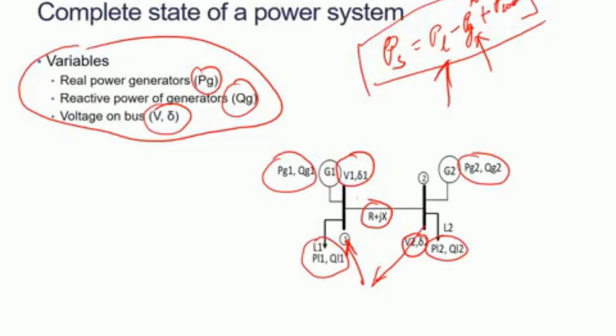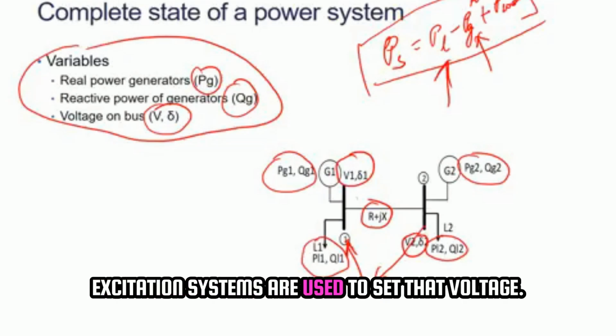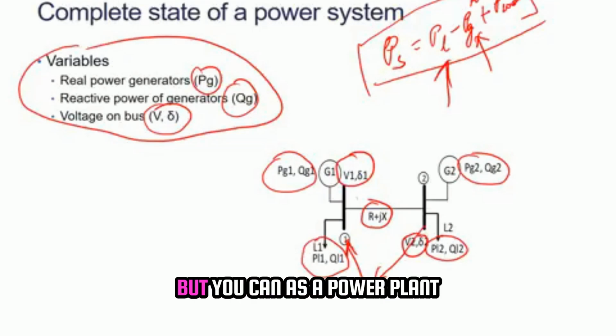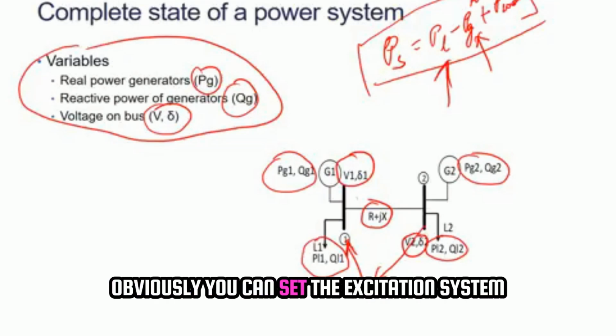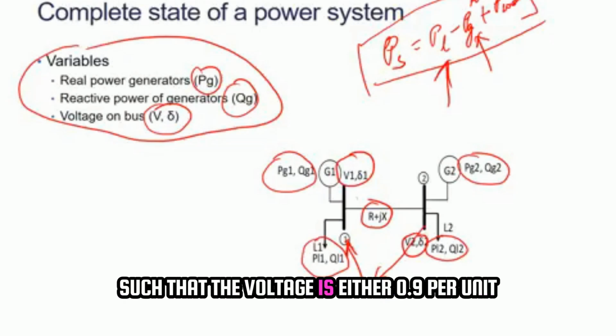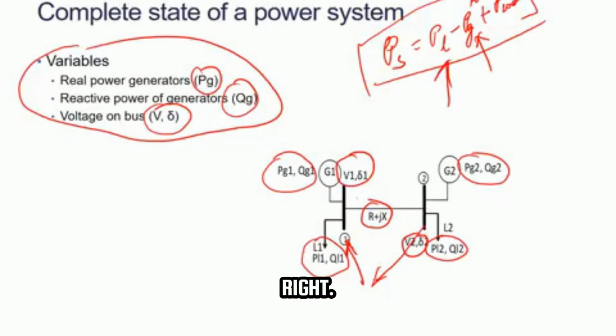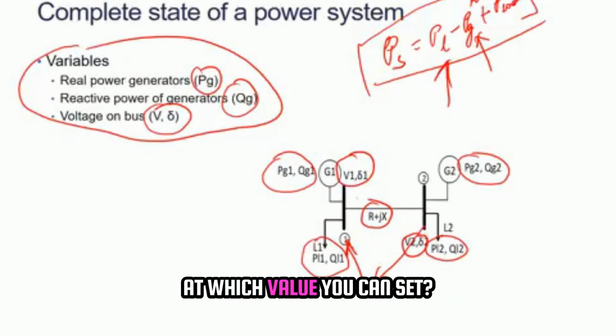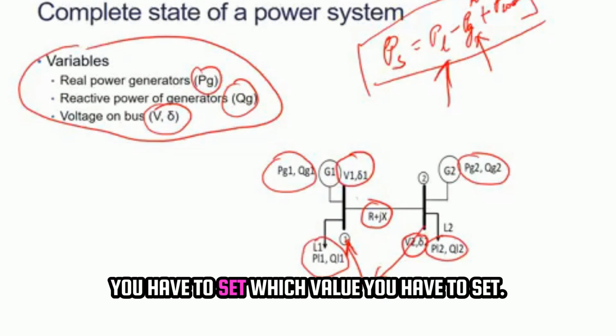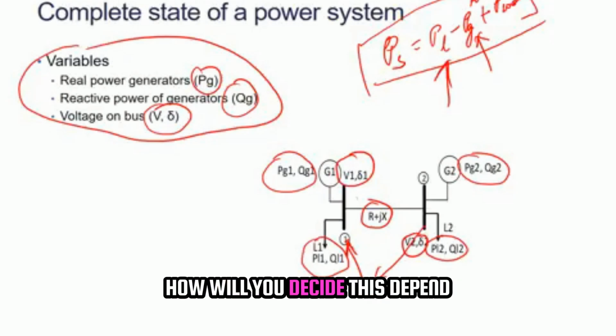Zero excitation system. Excitation system. No, I agree. Excitation systems are used to set that voltage, right? I agree. But as a power plant owner, obviously you can set the excitation system such that the voltage is either 0.9 per unit or 0.95 per unit or 1 per unit or 1.05 per unit or 1.01 per unit or 1.1 per unit. Any value you can set. Now my question is, how will you decide which value you have to set? How will you decide this?